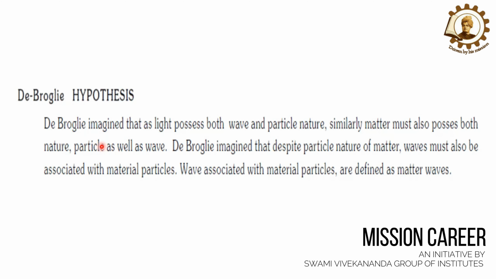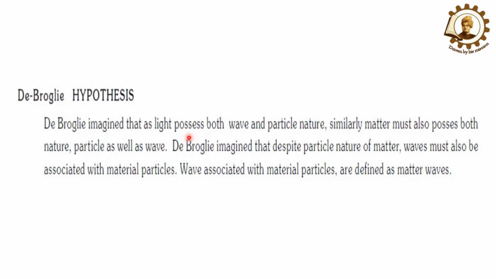So de Broglie thought that light possesses both wave and particle nature. Similarly, any particle made of matter will behave both as matter as well as wave. Or in other words, he said that waves must also be associated with material particles. That means waves associated with material particles are known as matter waves. So if you have a particle, whether it's electron, proton or any other bigger particles, these particles will also possess waves.